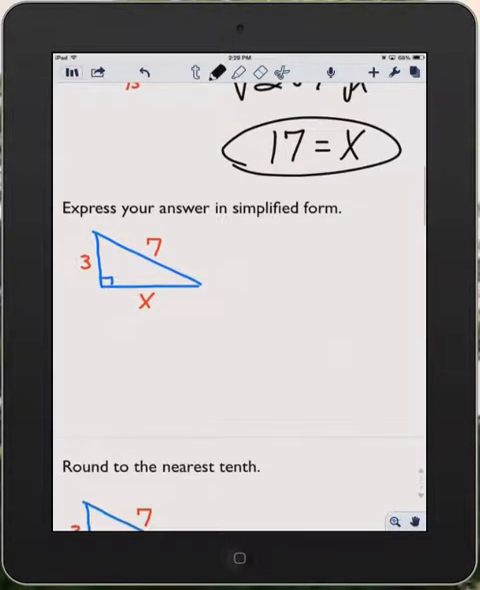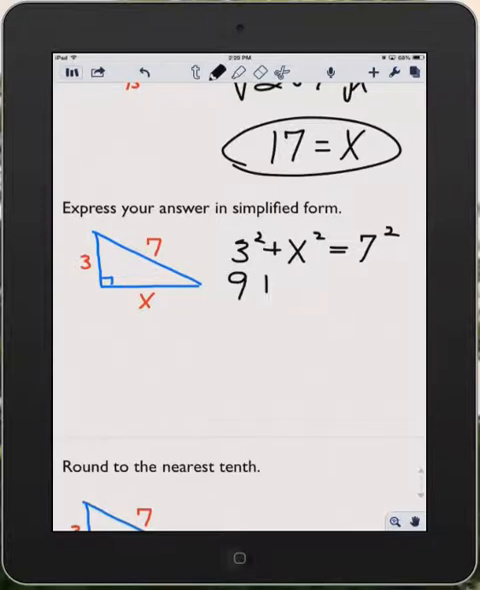And the next Pythagorean theorem problem. Actually, the next problem is the next two problems. First time we're going to express the answer in simplified form. So we have 3 squared plus x squared equals 7 squared. 7 being the hypotenuse, that's why it's on the right hand side of the equal sign.